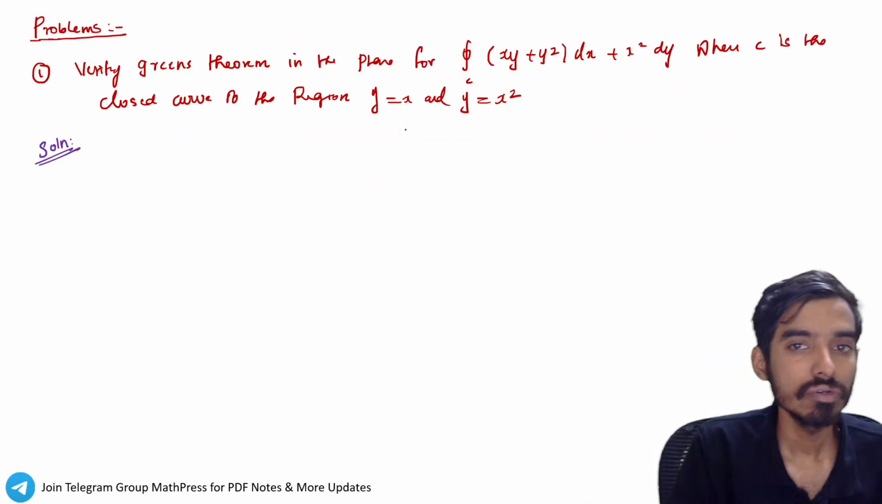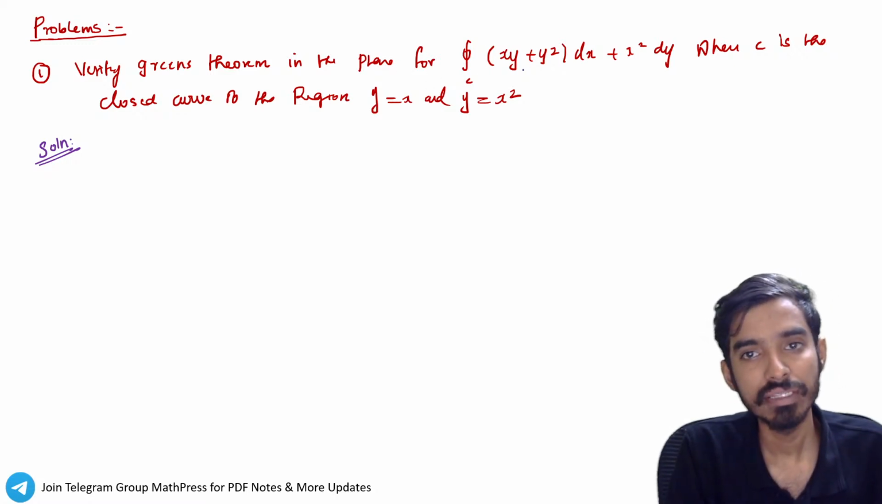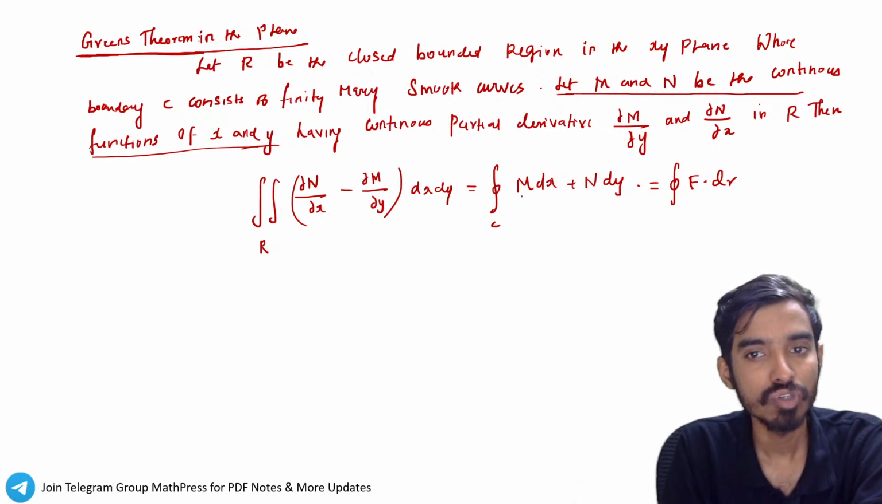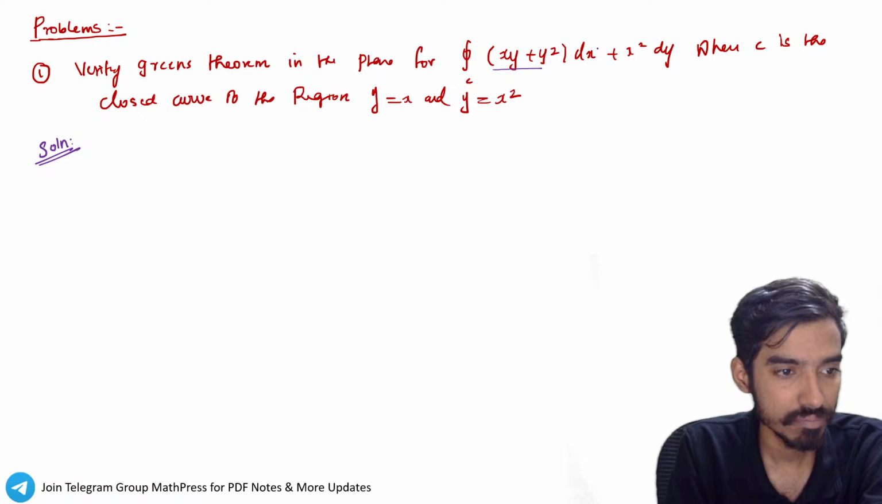Okay. So you can see we need to evaluate this. We need m and n, right? If I know m and n, we can find dou n by dou x, we can find dou m by dou y, and we can integrate this. So first you need to find m and n. That we can get from the question, right? You can see m dx plus n dy.